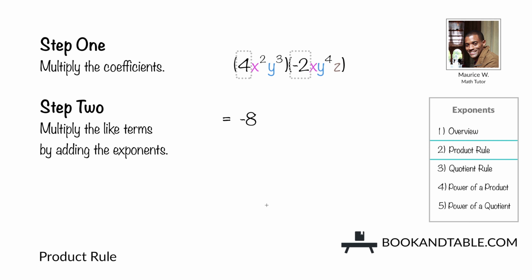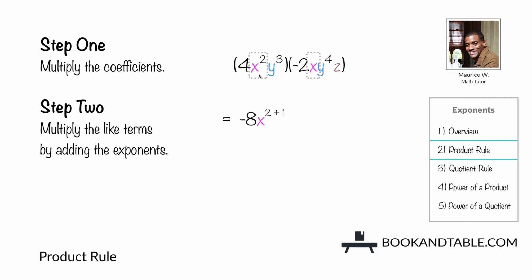So let's walk through an example like this where we have coefficients as well. 4x squared y cubed times negative 2x y to the fourth times z. Step 1, multiply the coefficients. So we multiply 4 times negative 2 to give us negative 8. We then, step 2, multiply the like terms by adding the exponents.